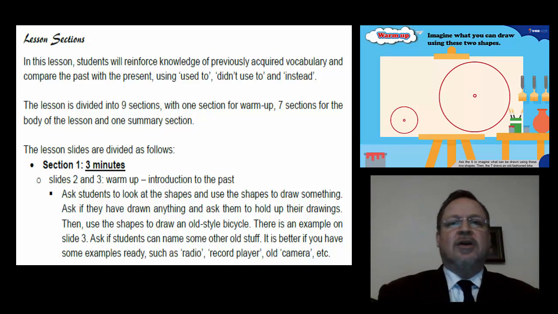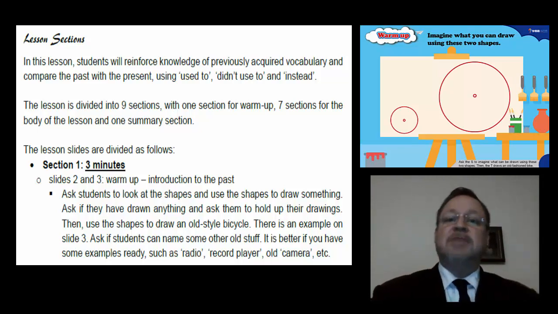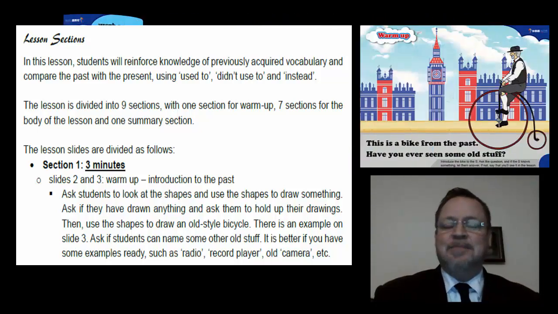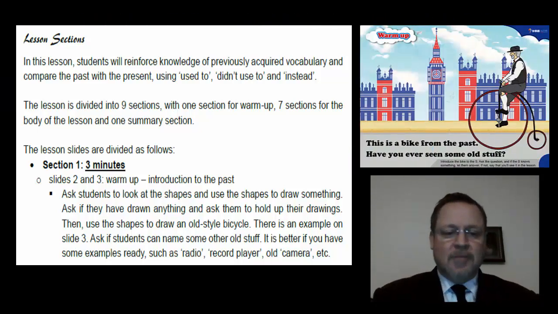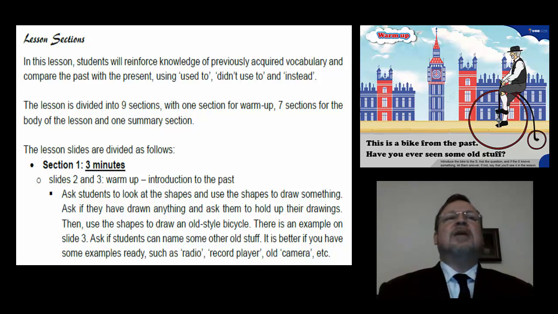Again, the material they've already been exposed to, so it should trigger in their head something that they've already seen. Okay. So when you end up drawing the old style bicycle, this isn't new to them. They've seen this. And then as a follow-up to this, ask if the students can remember some other old stuff.